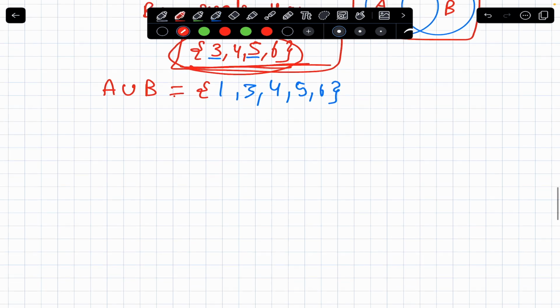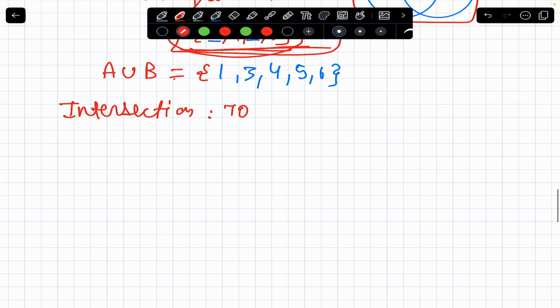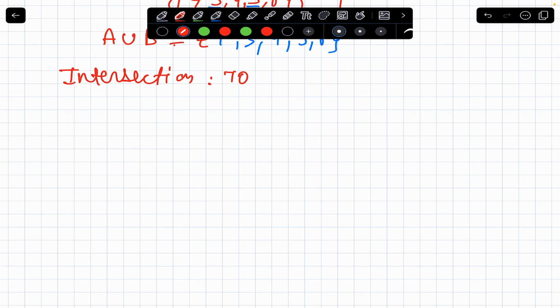Now another one, we have intersection, and this is actually something that reduces things. In the intersection, what we do is we only find those numbers which are common in both sides. Exactly what you're thinking, which are common in both sets. So how do we represent the intersection? Yes, just an opposite U, or I would say a flipped U.